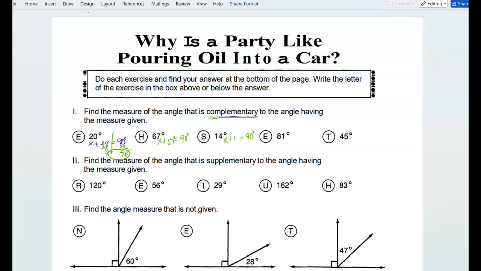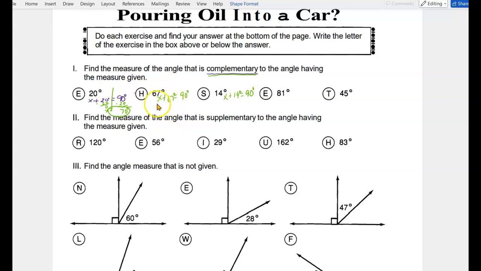X plus 14. That's a 14. I'm trying to write tiny. And there's our equal sign. Okay, so yes, you can do H, S, E, and T on your own. They're just one-step equations, and you set them equal to 90 degrees because they're complementary.